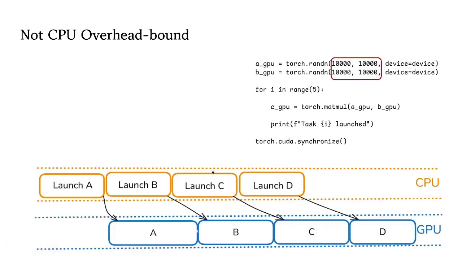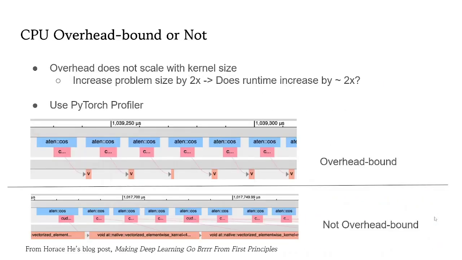Whereas in this case, if we were to make the GPU kernels have 2x more compute, like maybe take double the time of execution, then the overall execution time would also in a way double.